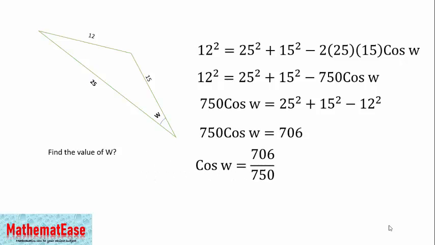Then I divide both sides by 750. Then I have cos W is equal to 706 over 750. So I can take cos to the other side, then W is equal to arccos of 706 over 750. And as I told you when I did trigonometry 1, on your calculator you press shift cos, it will give you that sign for arccos. Then in front, 706 divided by 750, then press equals. You will get 19.72, approximately 19.7.